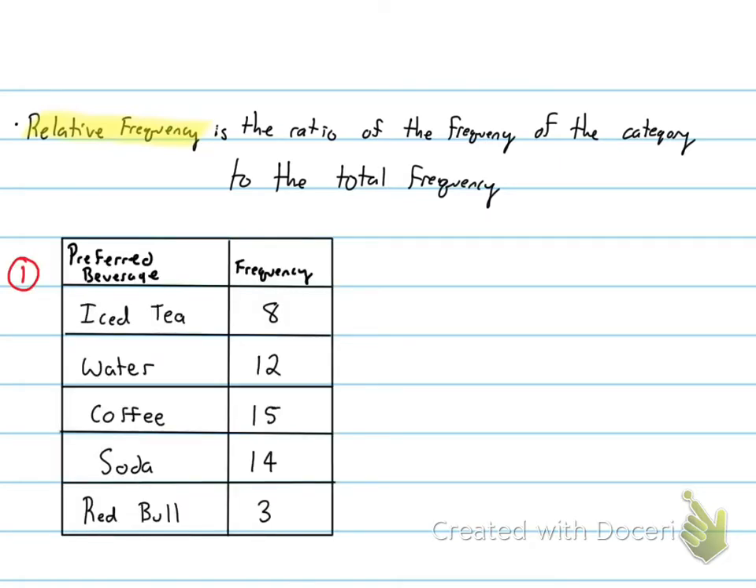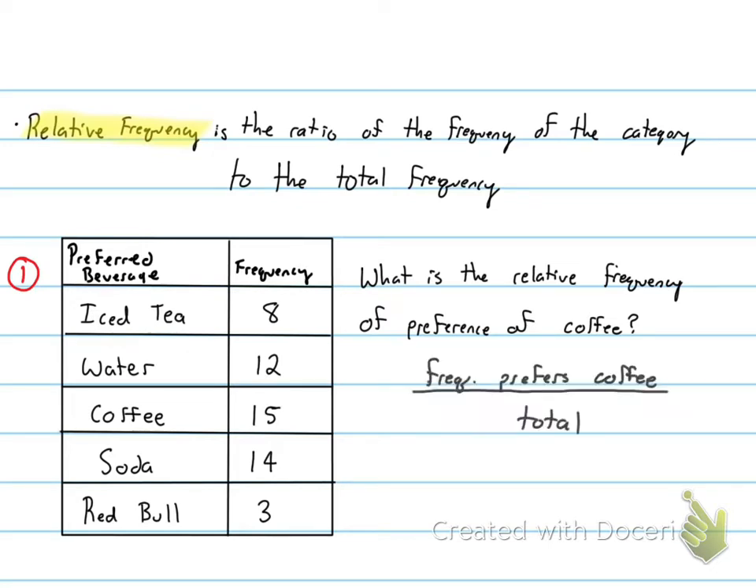So let's say, for example, I was super bored and I surveyed a bunch of students and asked them what their favorite beverage was. 8 people said that they liked iced tea, 12 people said they liked water, 15 said that they liked coffee, 14 for soda, and 3 for Red Bull. And let's say, looking at that table, I want to figure out what's the relative frequency of preference of coffee. So another way to look at that is, out of everyone surveyed, what percentage of them liked coffee?